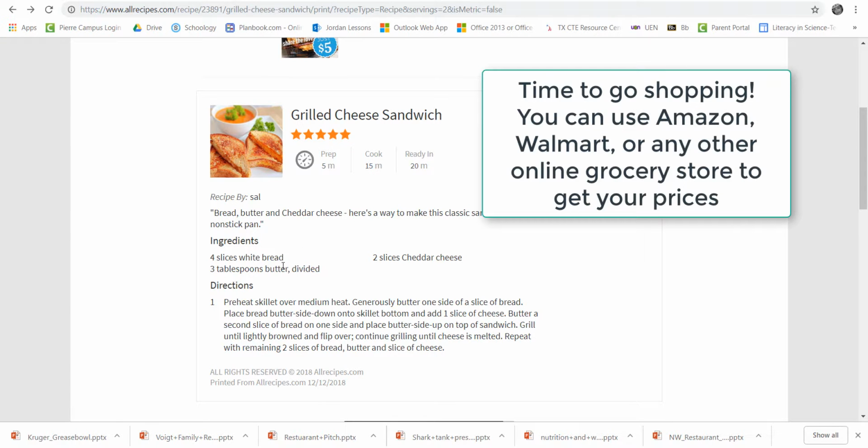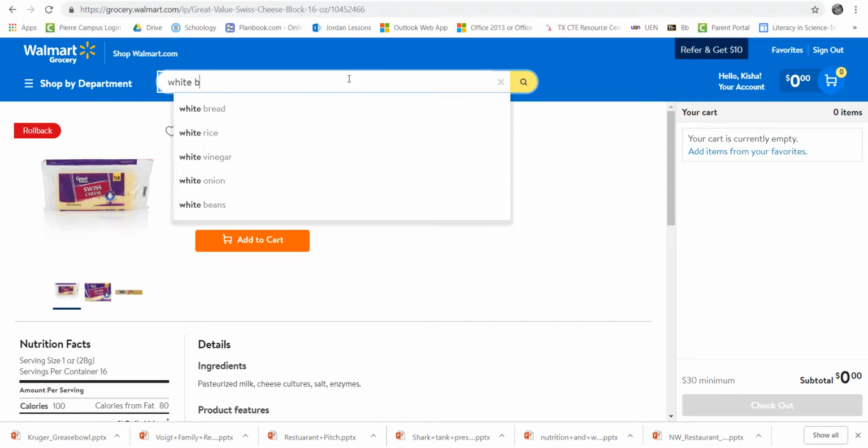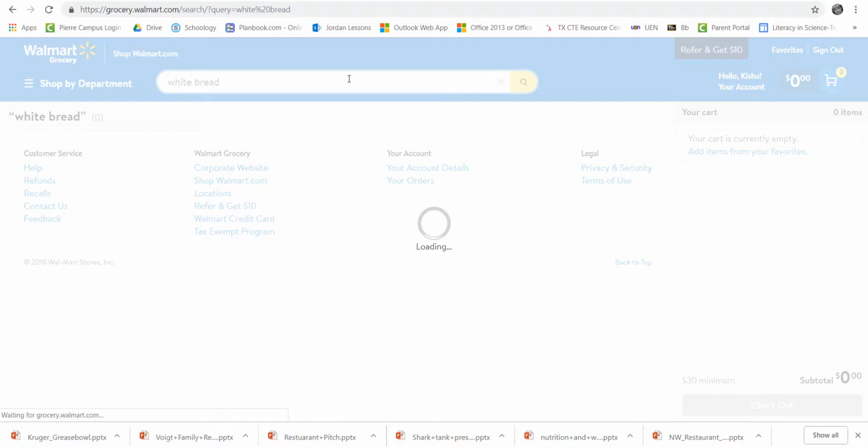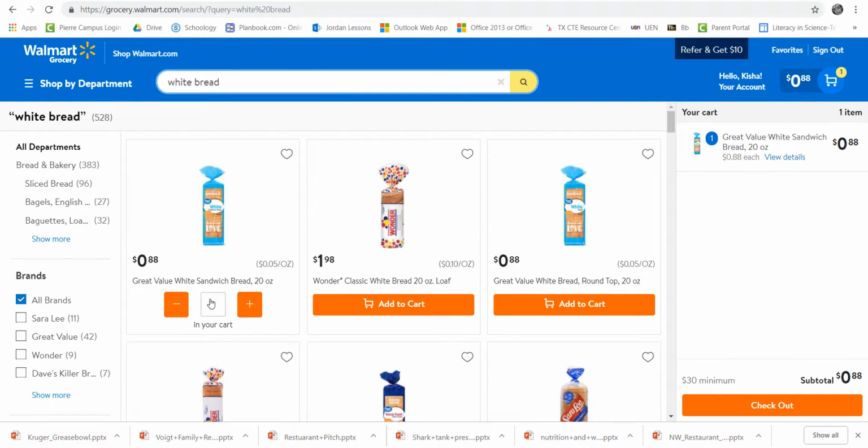Now you should have your recipes in front of you. So I'm going to use this as a pretend recipe. We're going to use Walmart grocery. Hopefully it's not blocked at school. If it is blocked at school, then you can Google Amazon grocery or any other type of grocery store.